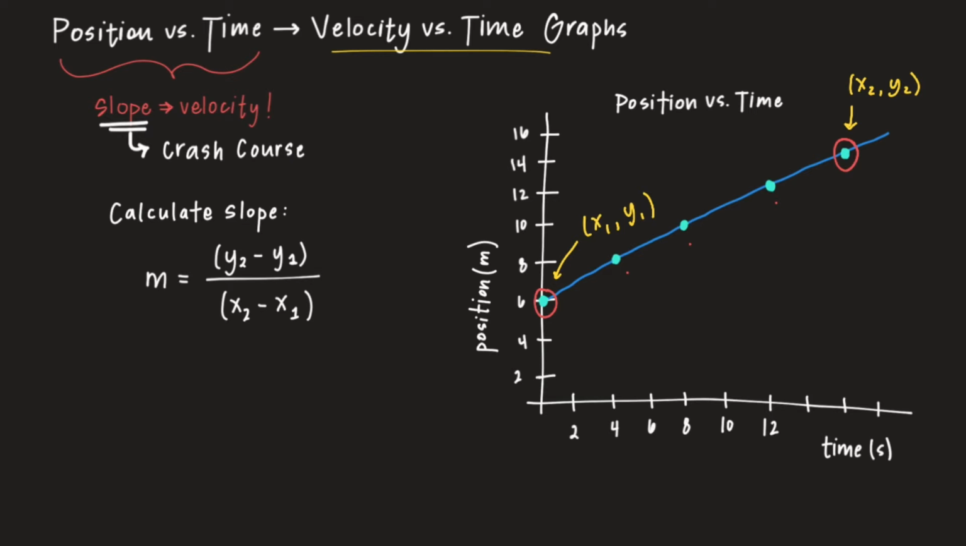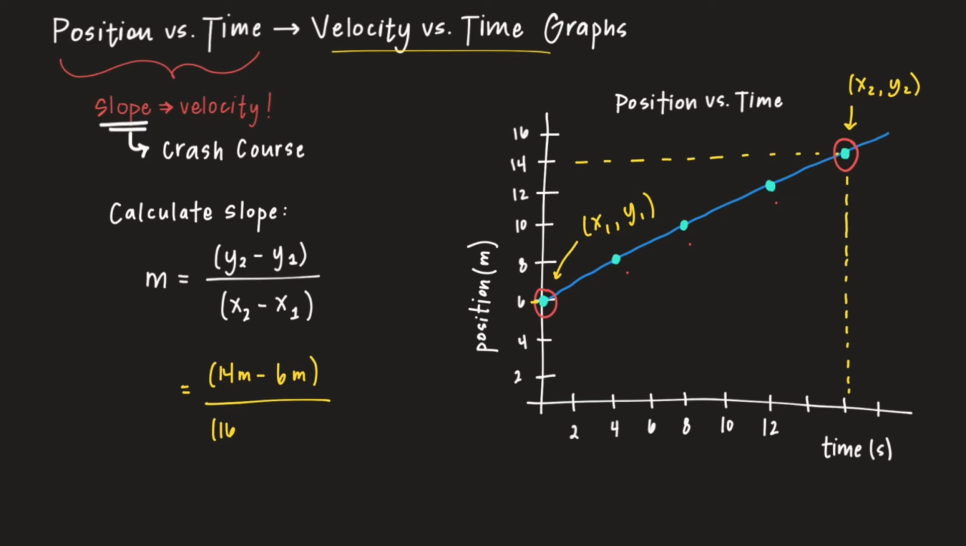So if I'm going to calculate slope, I need to know what is my y2 and what is my y1. So my y2 is 14 meters. I'm putting the units in because we use units in physics, okay? Minus my y1. My y1 is that y-intercept, which is at 6 meters. So I've got 14 meters minus 6 meters divided by my change in x. So my x2, well, that's 12, 14, 16. It would be at 16.